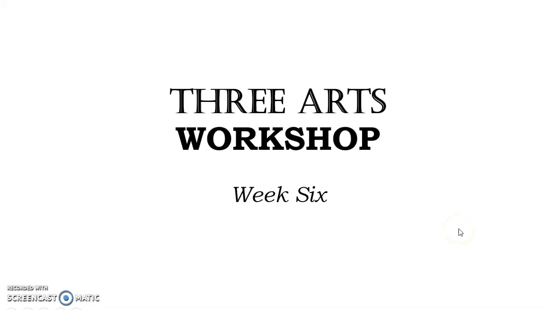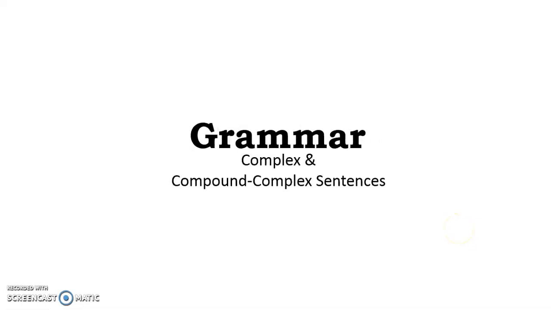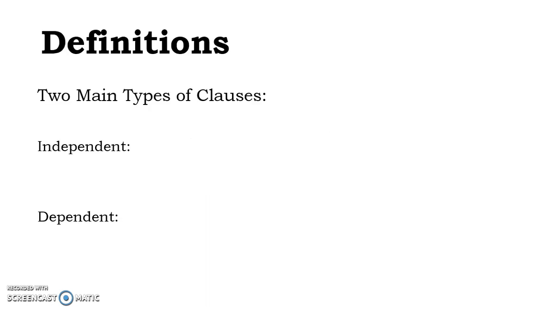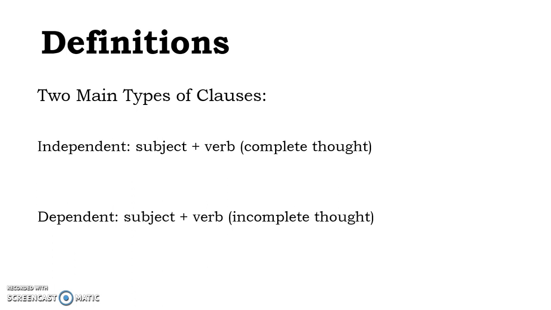This is the 3 Arts Workshop, week 6, and this week in grammar we're taking on the staggering but glorious challenge of diagramming complex and compound complex sentences. So here we go. Two main types of clauses, just a bit of review: independent, subject and verb, complete thought; dependent, subject and verb, incomplete thought.